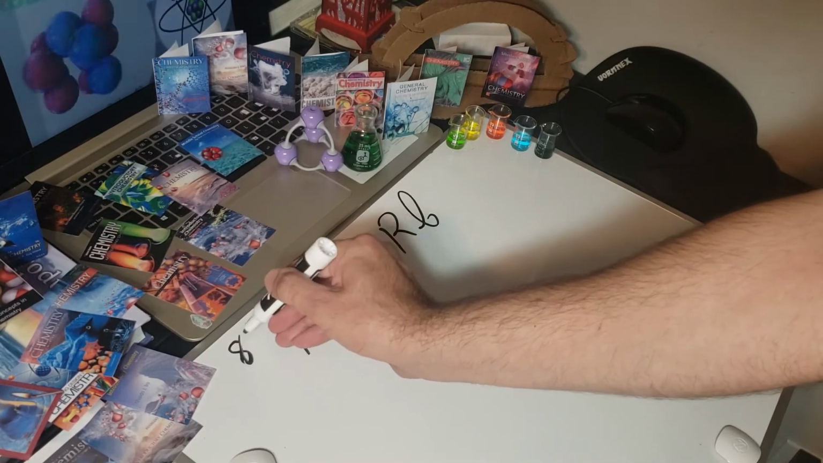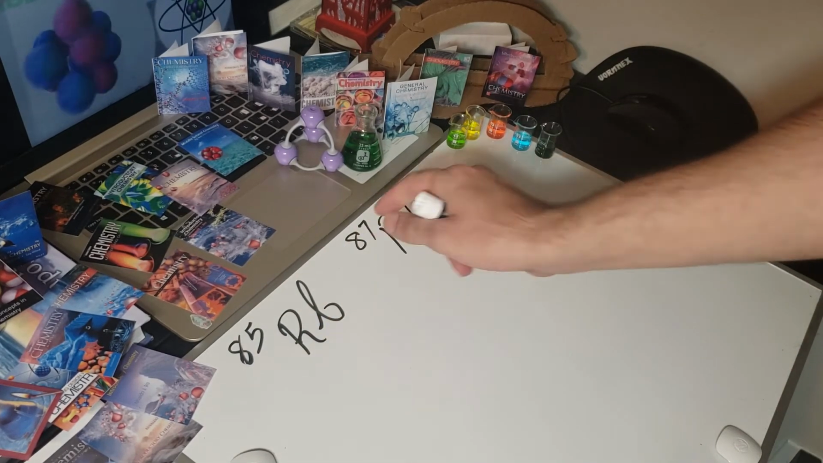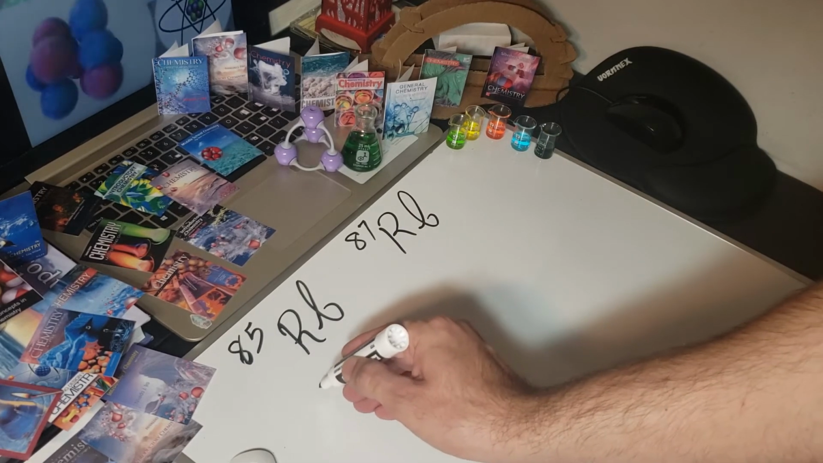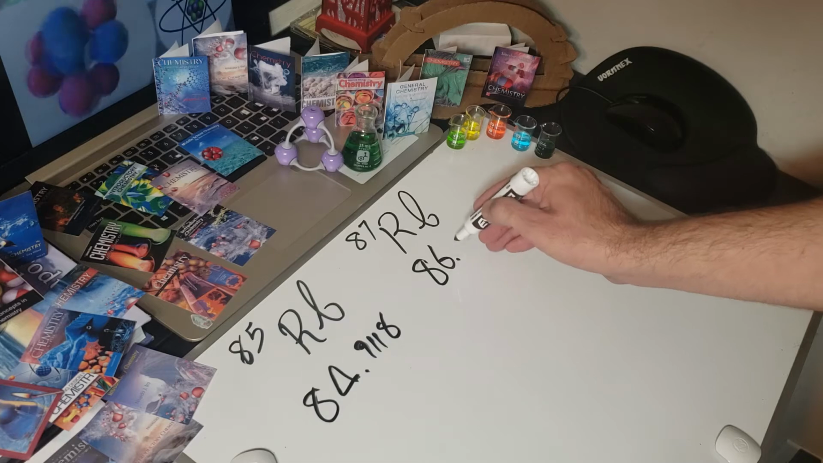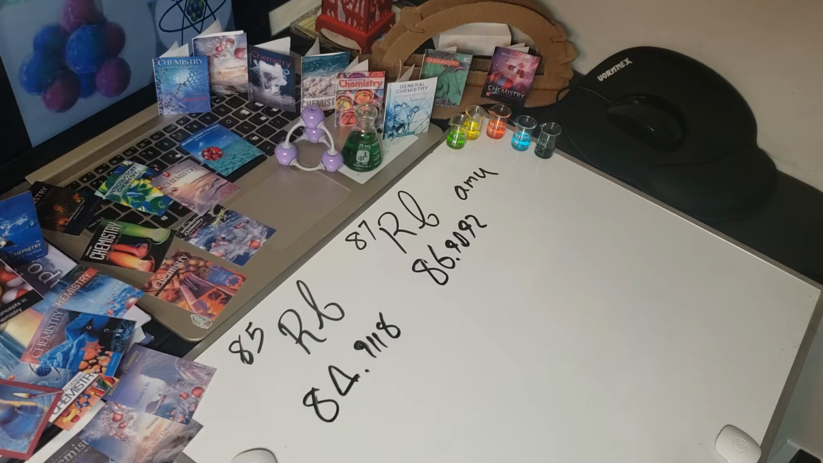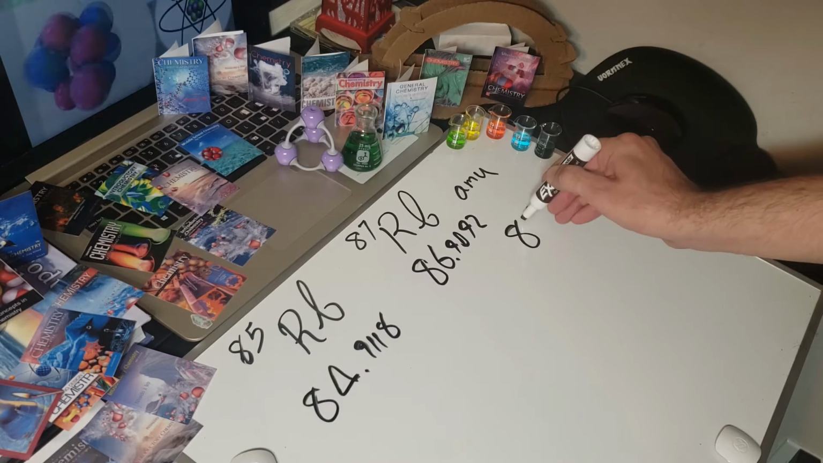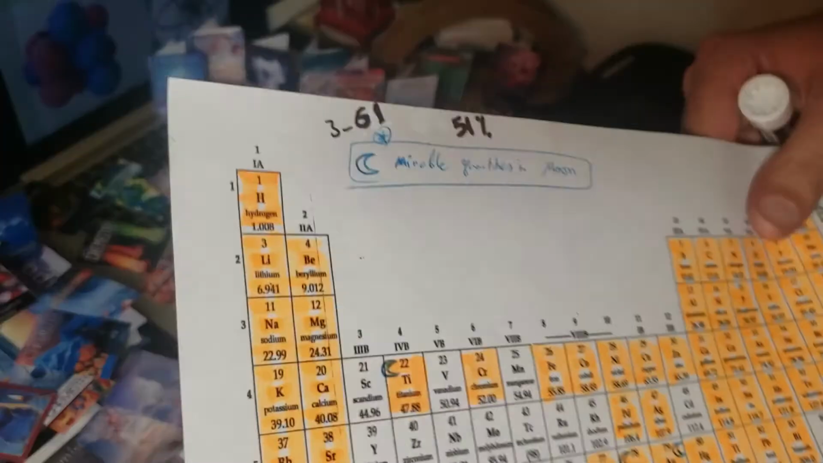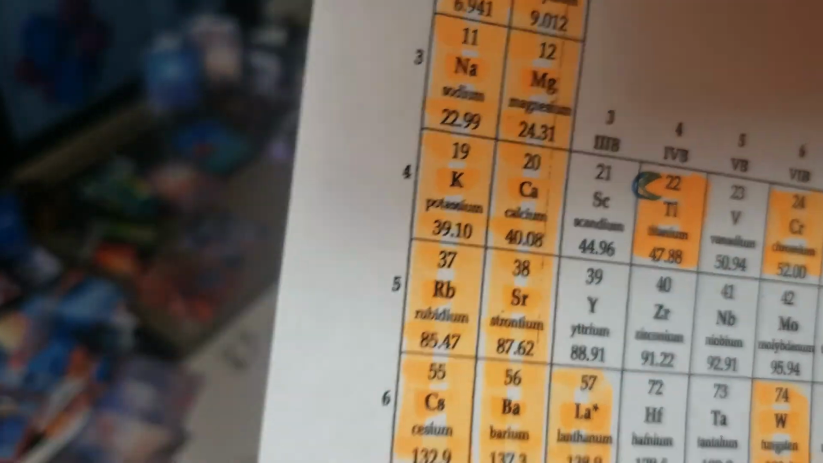Rubidium 85 and rubidium 87, lighter isotope, heavier isotope. Again, there's only two protons difference, two neutrons more for this isotope. And if you know that the weight for this is 84.9118 and the weight for this is 86.9092, again, AMU is the unit, atomic mass unit, and you know that the mass of rubidium is 85.4700. Also, you could find it here on the periodic table. Rubidium is 85.4700.